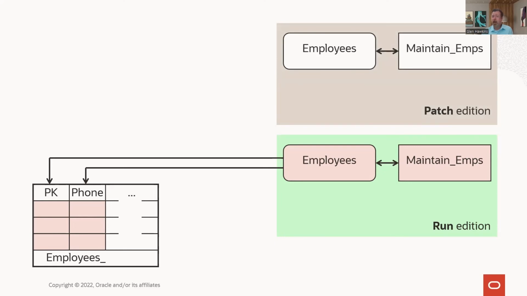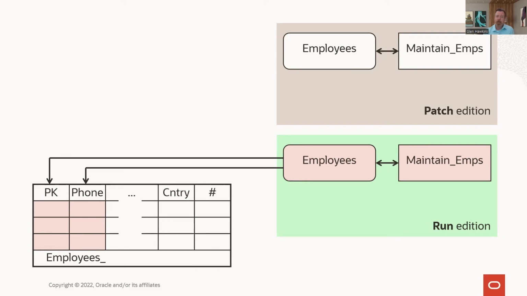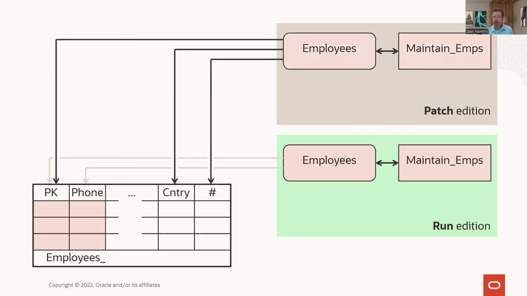So we've gone ahead and we've created a new version. We have our procedure maintain amps. It's going to connect up to our new edition, associated with that. We've gone ahead in the physical table now and added a country and a number column associated with it. And our new patch edition is no longer connecting up to the phone number column. It's going to connect up to the country code and the number column associated with that. So now we have them up and running.